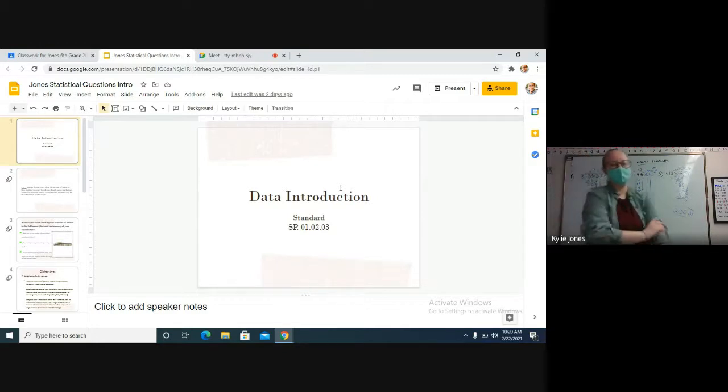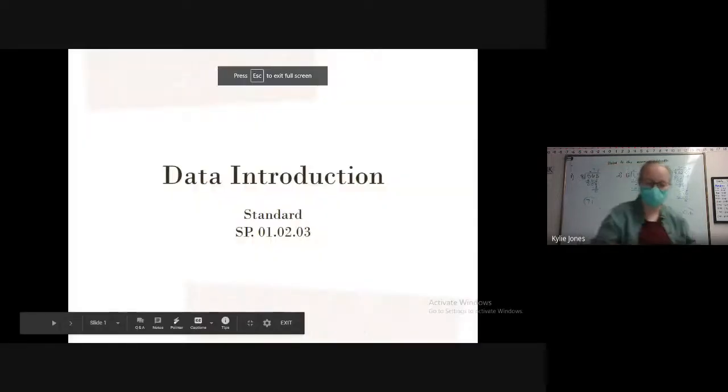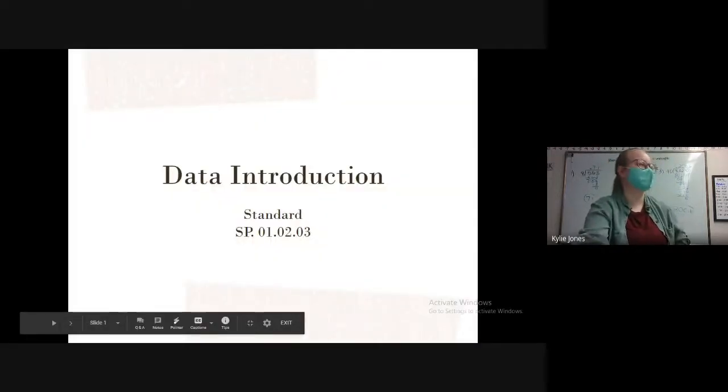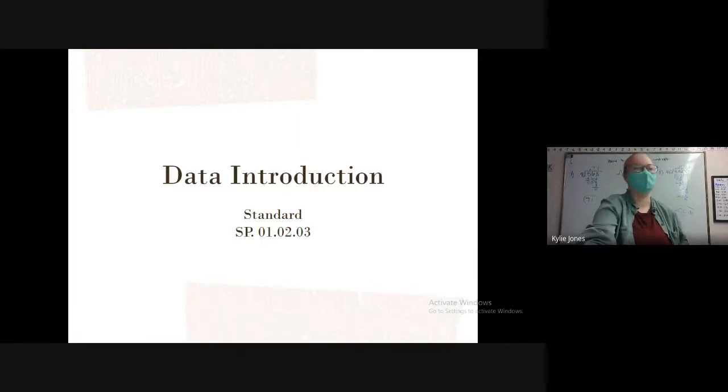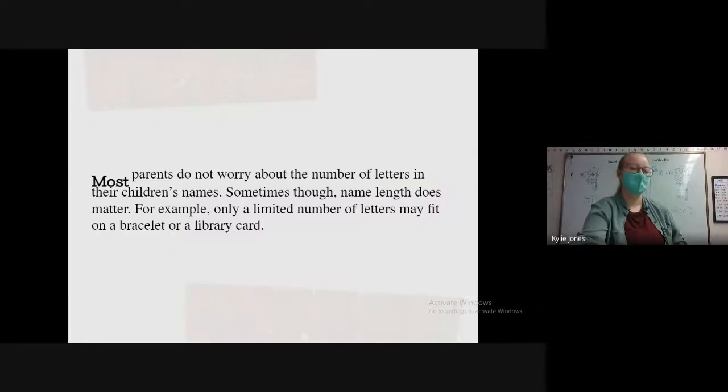So I'm gonna go ahead and present this, and we're gonna go over it and talk about what data even is. So this is just an introduction. We'll talk about it today, do a little bit of a practice thing later, and then it's a 2-week standard, so there actually will not be tests on Friday. Not this Friday. So it's 2 weeks of working on this type of stuff.